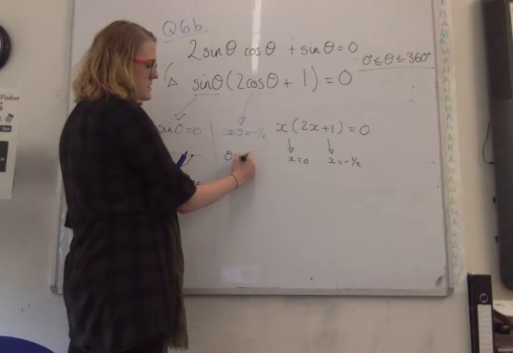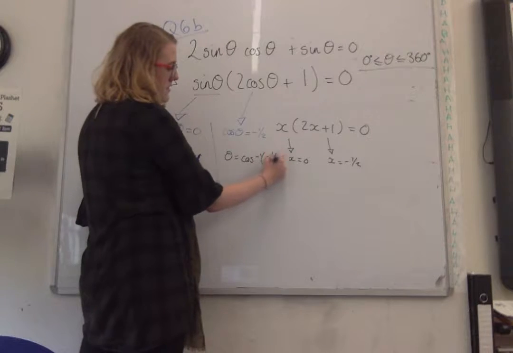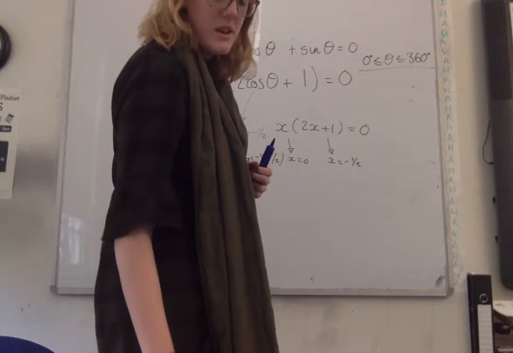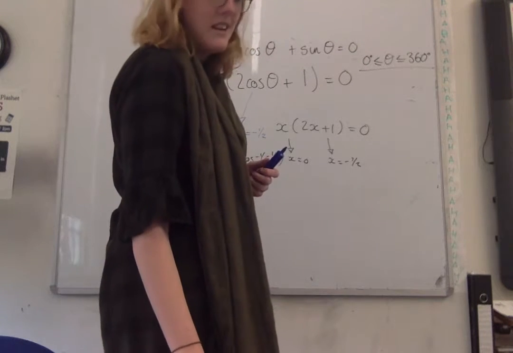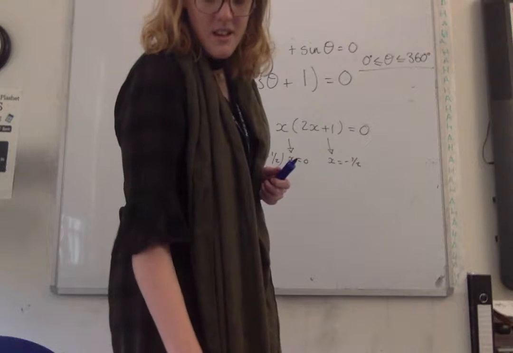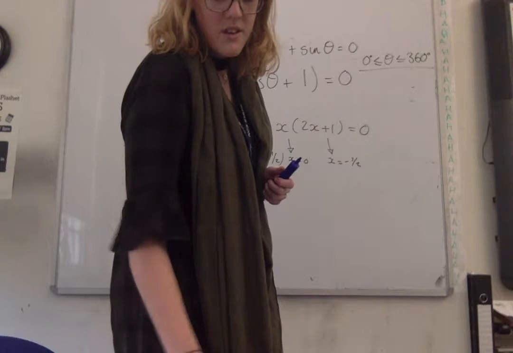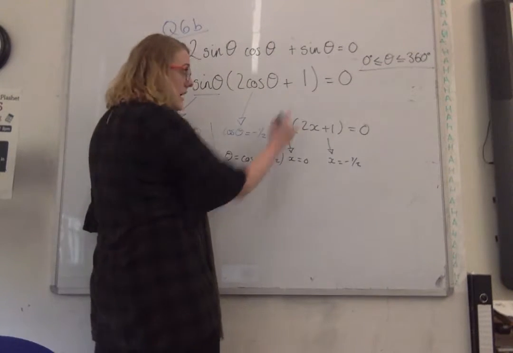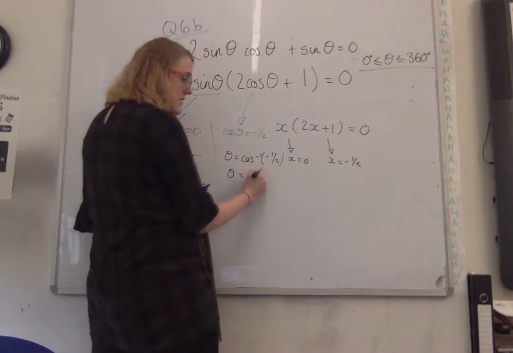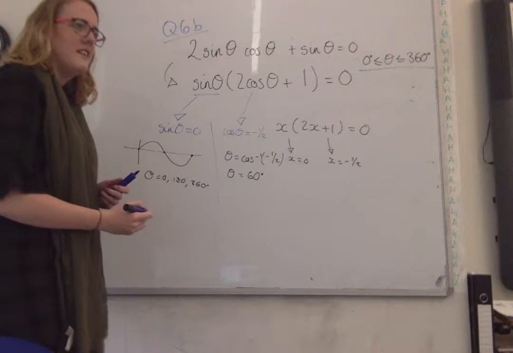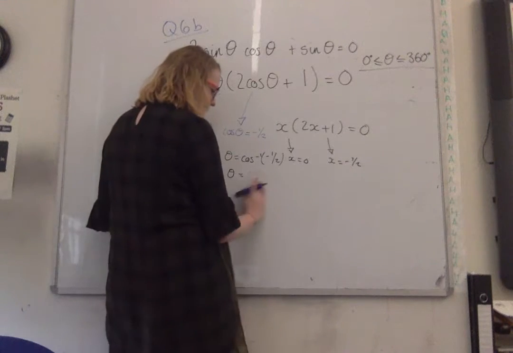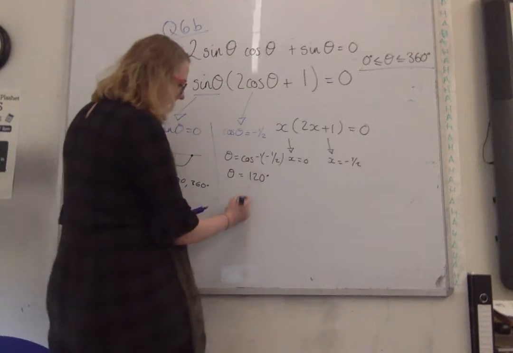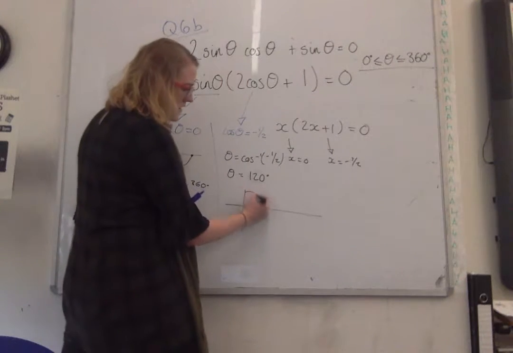So inverse cos of minus a half. Inverse cos, is it a special one? It's not, is it? Minus 0.5. It is 2/3 pi, because I'm in radians and I don't need it to be. So 60 degrees... 120 degrees. So we've got 120 degrees.